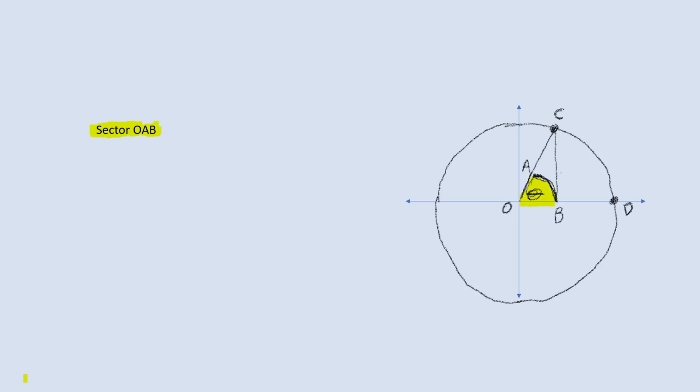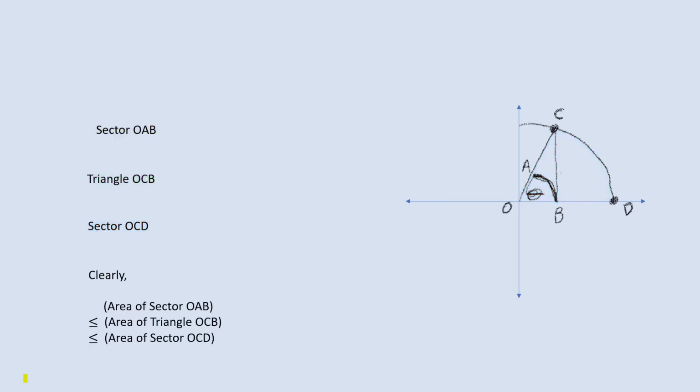Now, we're going to let that sector, OAB, be represented in gold. And we're going to let the triangle, OCB, be represented in green. And we're going to let the sector OCD be represented in blue. And so looking at that, you can see the smallest gold sector is smaller than the triangle, and the triangle is smaller than the large blue sector. So obviously, we can make that statement just by observation.